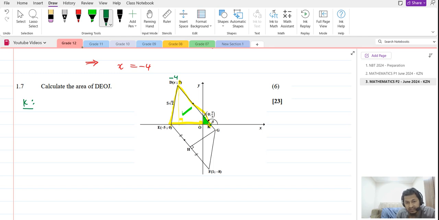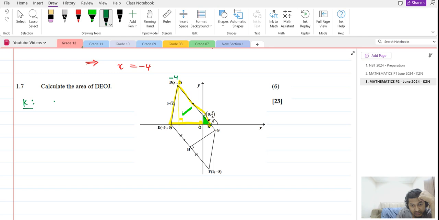We have an inclination angle here. We can find another inclination angle here. We need the value of x there. Alright, so anyways, let's find the equation of DG.